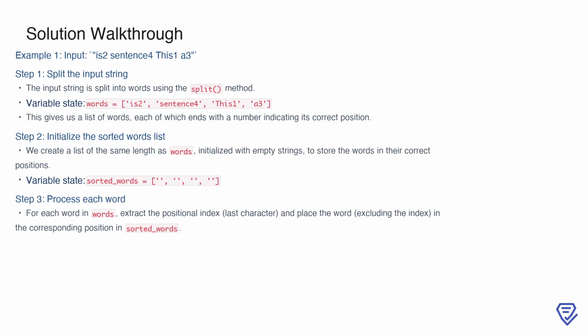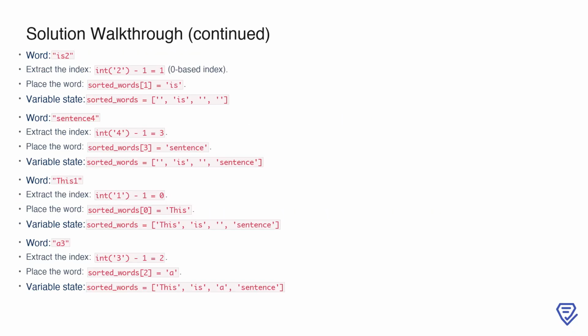With the setup complete, we proceed to process each word to place it in the right position within sorted_words. Starting with the word "is2", we extract the positional index by taking the last character, converting it to an integer, and subtracting 1 to get a 0-based index. This gives us an index of 1. We then place the word, excluding the index, into the correct position in sorted_words, so sorted_words[1] equals "is". Now, sorted_words becomes ["", "is", "", ""]. Next, for the word "sentence4", we extract the index, which is 3, and place the word sentence at this position. The updated state of sorted_words is ["", "is", "", "sentence"].